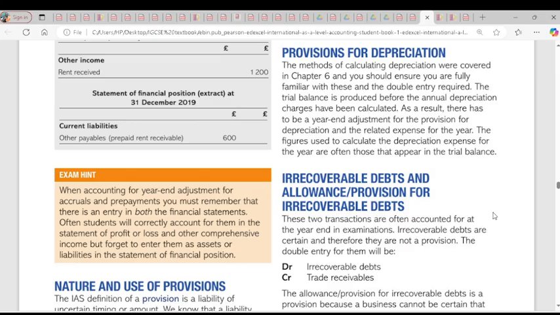Gross profit, then add income: operating income, other receivables, rent income, commission received. They are all income. So your statement of profit or loss will have a credit entry, and your statement of financial position will have a debit entry. Do you get it? But if your provision is increasing, it's an expense. It's going to have a debit entry in the statement of profit or loss and a credit entry in the statement of financial position. So that ends the difference between provision for depreciation and irrecoverable debt.